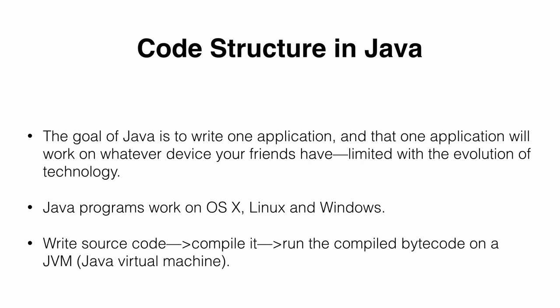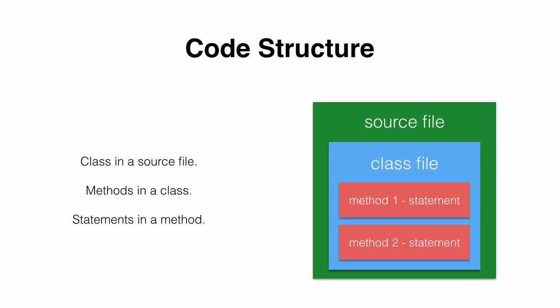As mentioned in the previous video, the goal of Java is to write one application, and then that one application will work on whatever device your friends have, or you have, or your customers have. This is getting limited with the evolution of technology, obviously, the exponential growth of different devices and different hardware, but Java programs work on OS X, Linux, and Windows. So we will write the source code, compile it, and run the compiled bytecode on a JVM, which is the Java Virtual Machine, which is really important, so I thought I'd mention that just one more time.